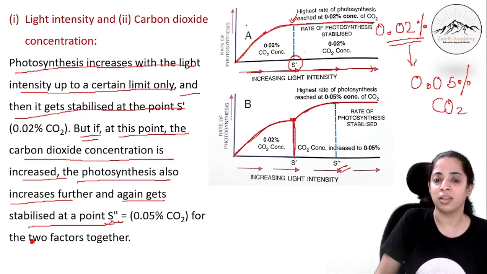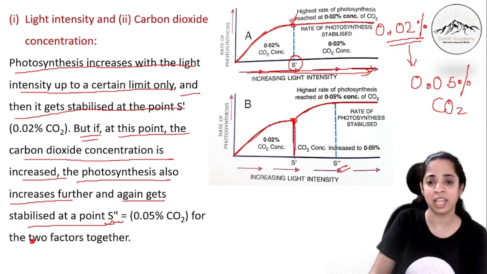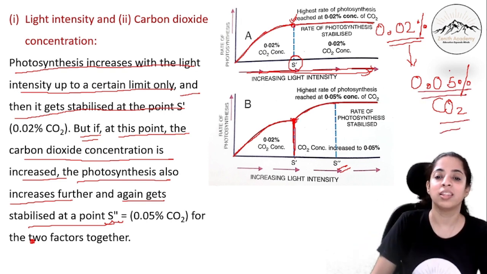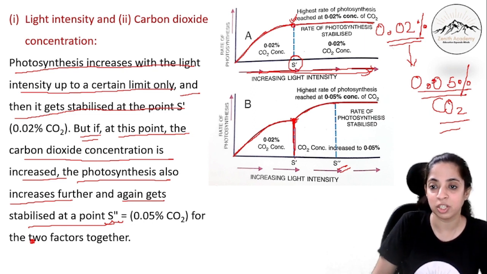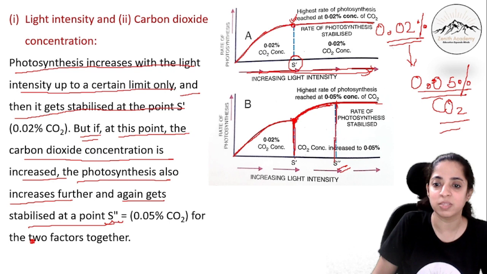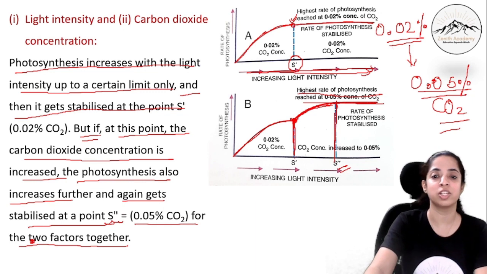Now in the first diagram you were increasing light intensity, but after a certain limit it was not increasing. But now if you are continuously increasing the light intensity, and on reaching the highest point you supply some more carbon dioxide, then it will further increase like this. There will be a jump like this, but again it will get stabilized. Now this becomes the highest rate of photosynthesis at 0.05 concentration of CO2. So these are the two factors together diagram. I hope you guys have understood.